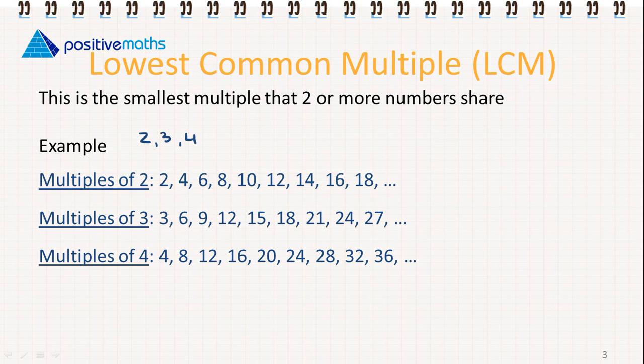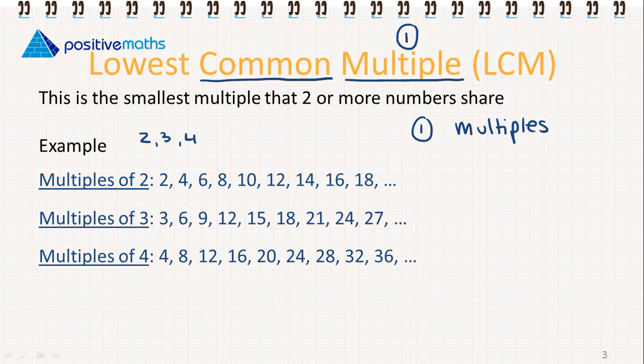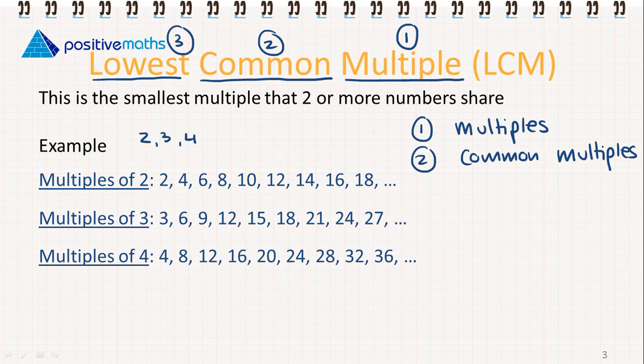So if we break it down into steps, the first thing that we have to do is list the multiples. The second thing we do is find the common multiples. And the third thing we do is find the lowest common multiple, LCM for lowest common multiple, CM for common multiple.